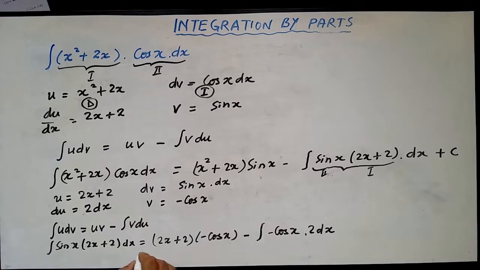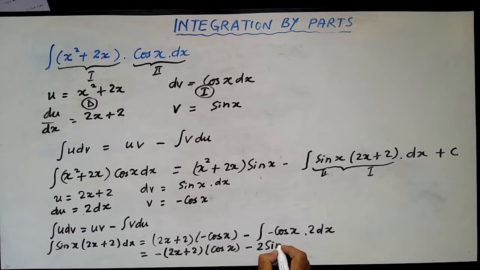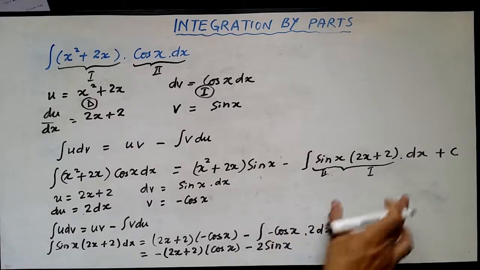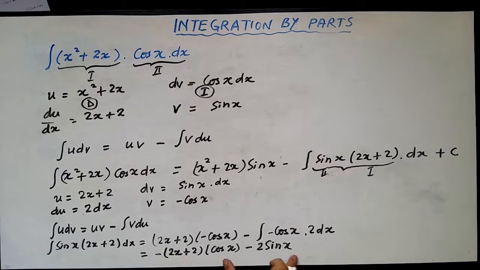So we get here minus (2x plus 2) cosine of x, and minus and minus becomes plus, minus cosine of x. The integration of minus cosine of x is sine of x plus c. Now since this plus c is already there, we need not add another constant here. We will replace this by this expression.